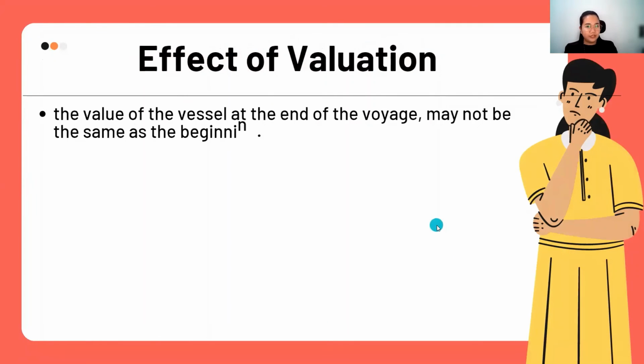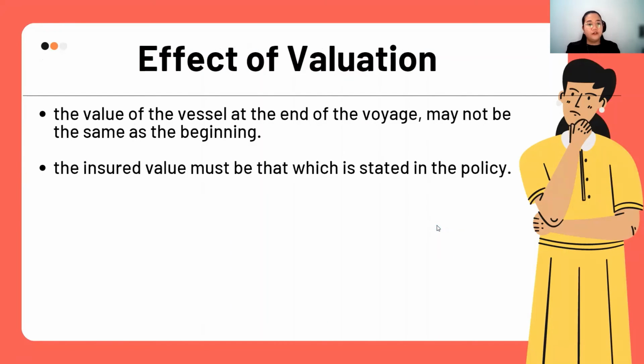So what are the effects of valuation? The value of the vessel at the end of the voyage may not be the same as at the beginning. This may happen when a vessel, for example, is insured for a very long time or for a long voyage, so her value at the end of the voyage is not the same as its value at the beginning. So the insured value must be that which is stated in the policy.